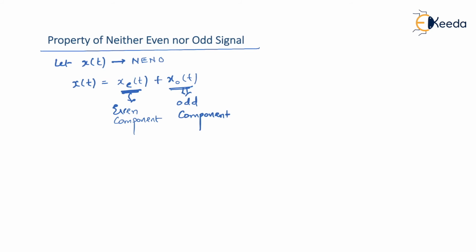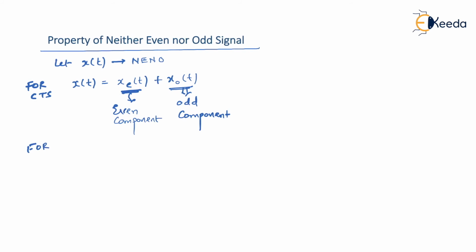Only in the case where the given x of t is neither even nor odd will x of t have two components hidden inside it: the even component of x of t, denoted as xe of t, and the odd component of x of t, denoted as xo of t. This is valid for discrete time signals also. Our discussion here is for continuous time signals.